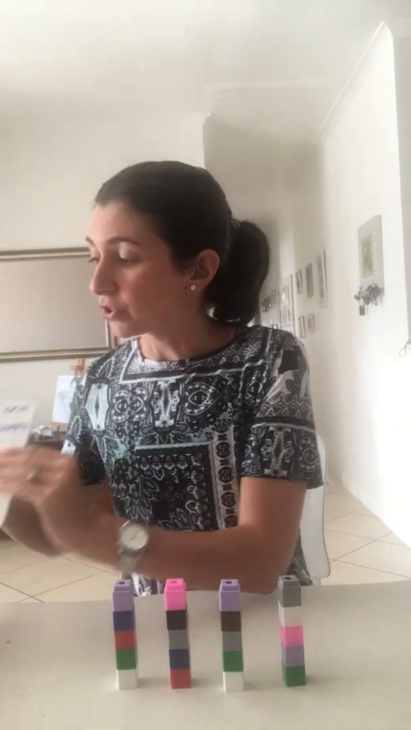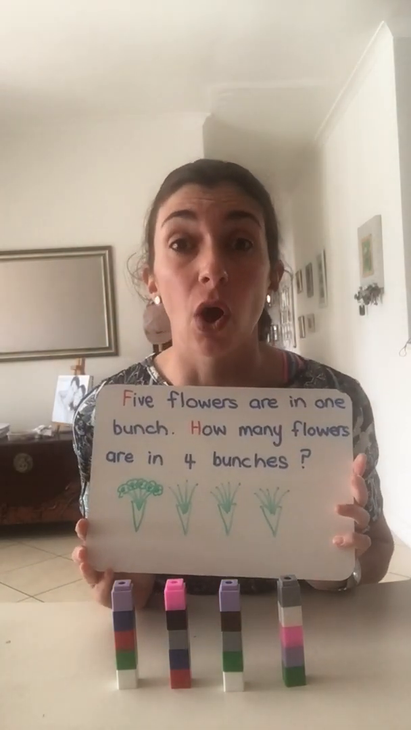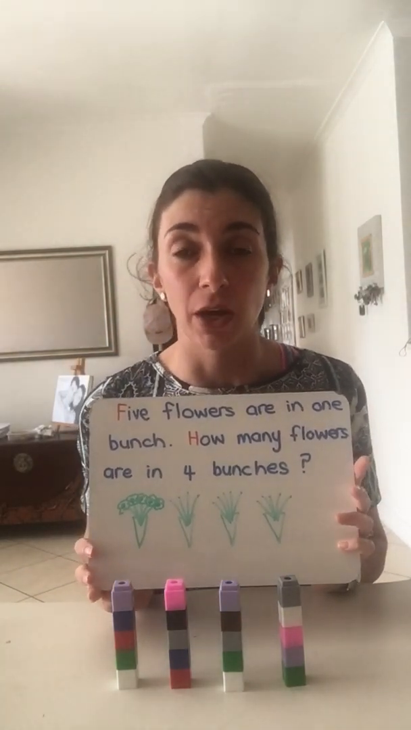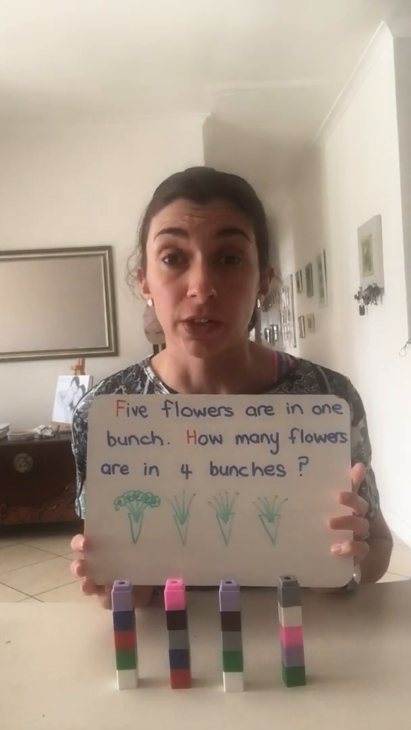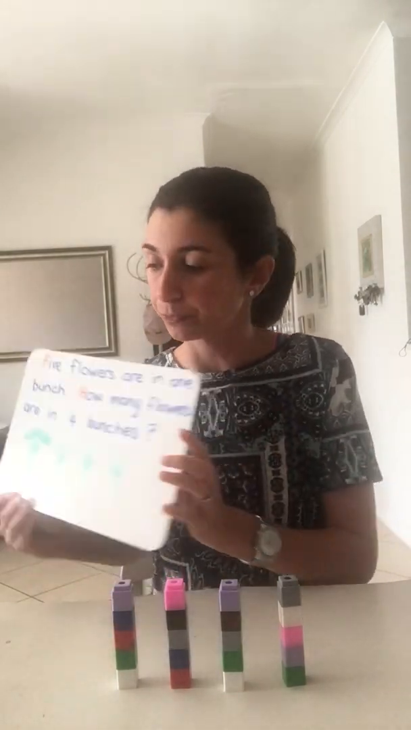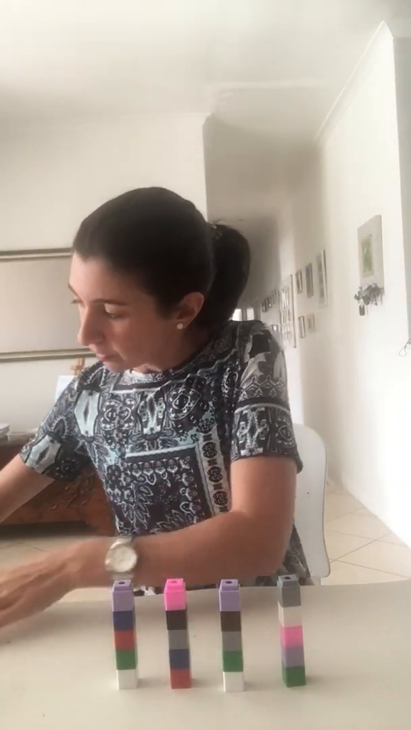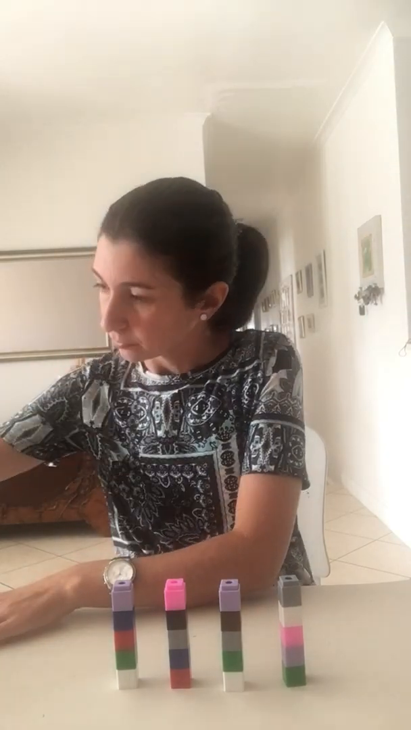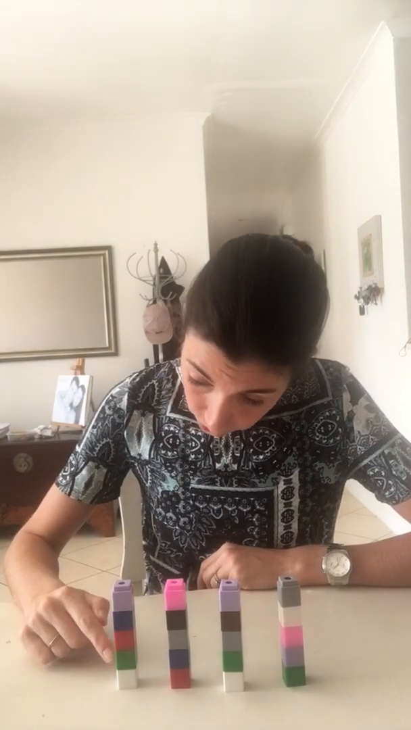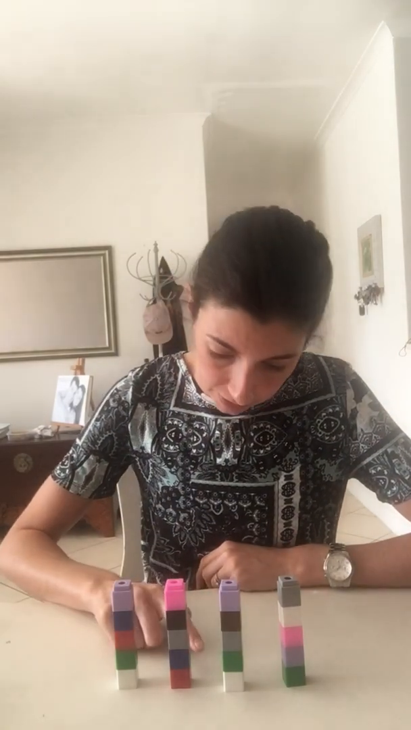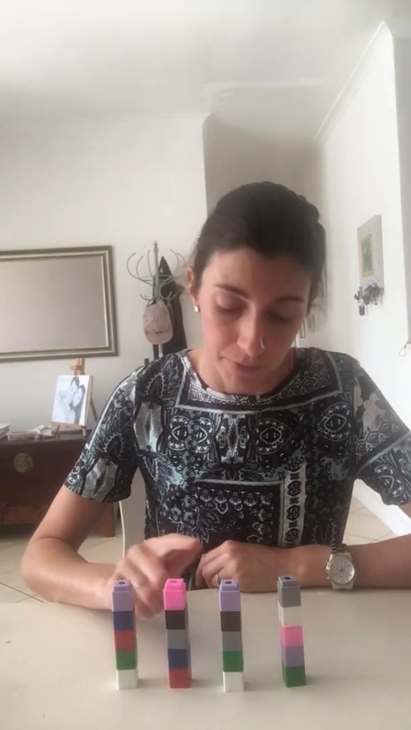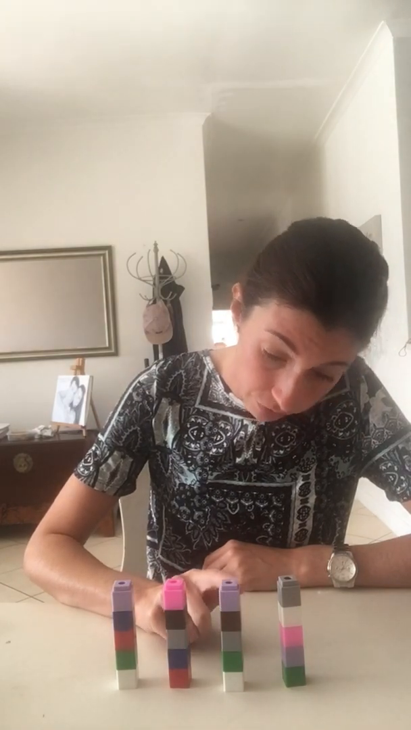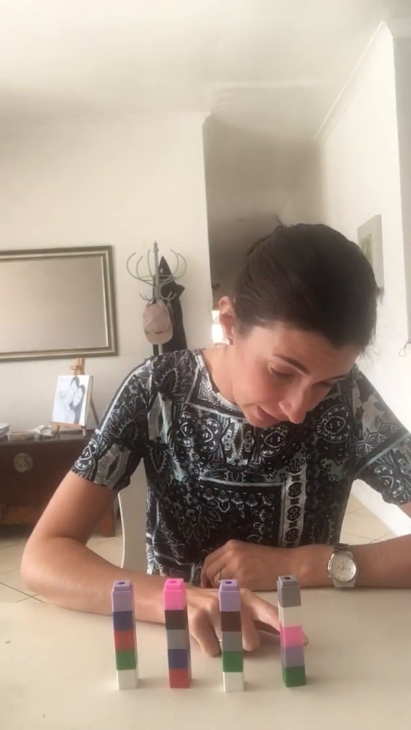Now the question wants to know how many flowers are there all together. So how many flowers are there in the 4 bunches? So what can I do? I can count 1, 2, 3, 4, 5, 6, 7, 8, 9, 10, 11, 12, 13, 14, 15, 16, 17, 18, 19, 20. I've got 20 flowers.